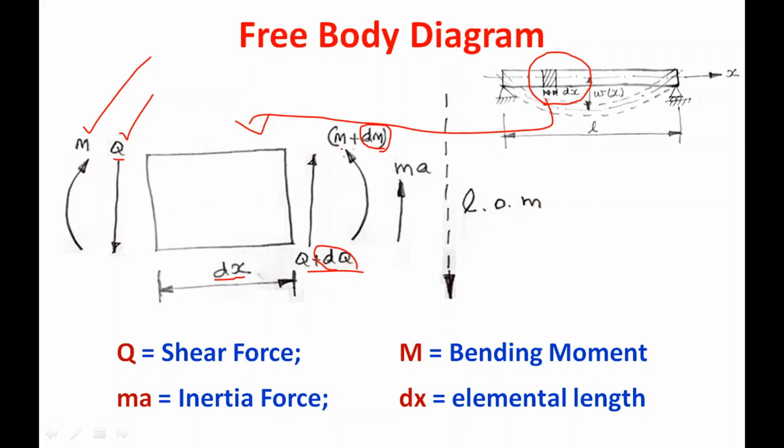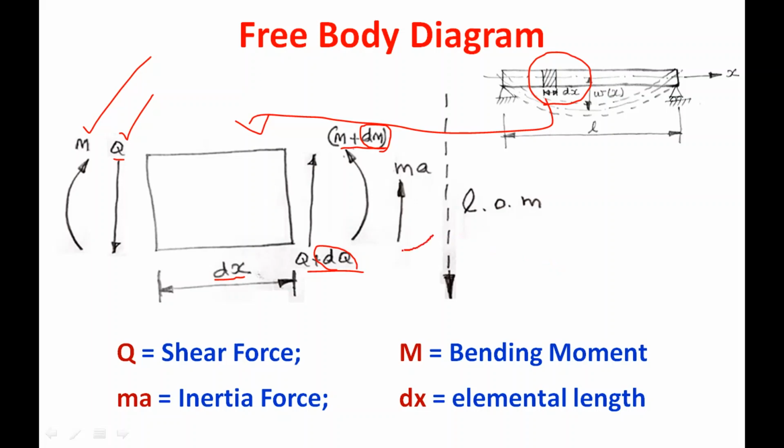On the left hand side we have M, and on the right hand side the incremental moment M plus dM, all this thing. It is a dynamic problem because vibration is a dynamical problem. So if you want to solve any dynamical problem, first we have to convert the dynamical problem into a static problem by applying D'Alembert's principle. So what is D'Alembert's principle? Together with the inertia force, the system will be in dynamic equilibrium.